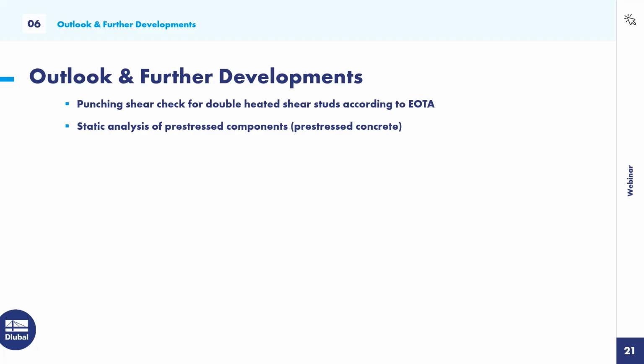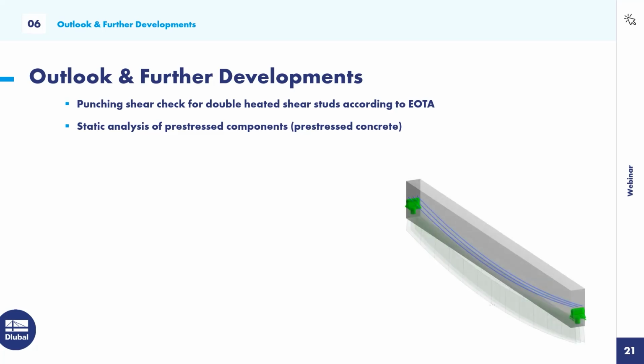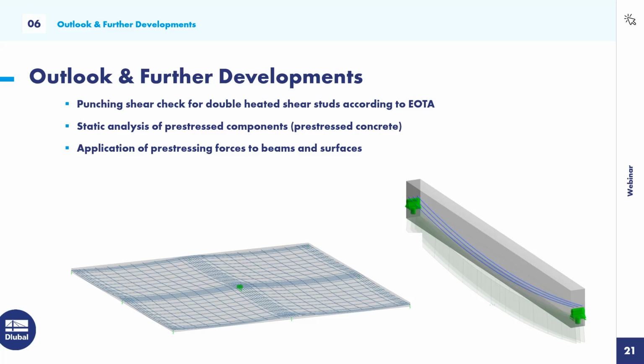Then what we are working on is the static analysis of pre-stressed components, so pre-stressed concrete. This is possible with the add-on Tendons. We can define totally free geometries of tendons inside of a beam or of a surface, and if it is inside, then it is automatically connected. The influence of the pre-stressing forces will then be directly considered in the static analysis. So it is possible at the moment to put the effect of pre-stressing into the static analysis for beams and also for surfaces. Here we have the plane surfaces. We are working on the general geometry of surfaces, but at the moment we are able to use it for the plane state.